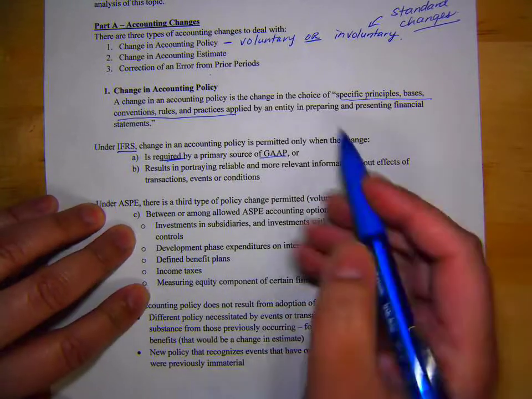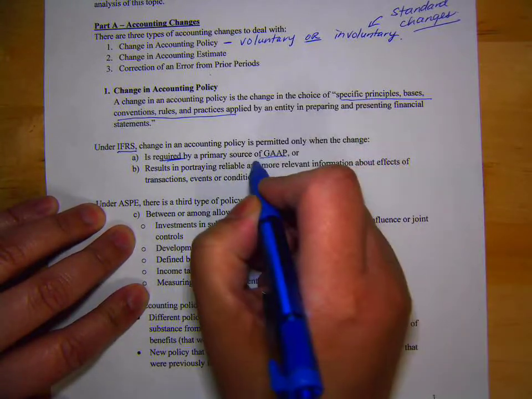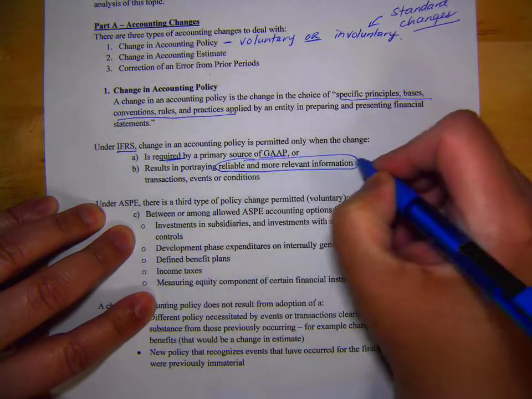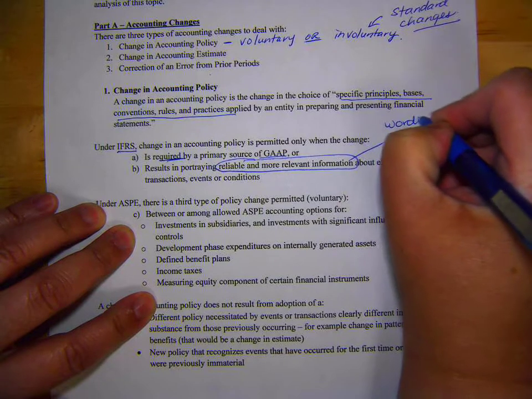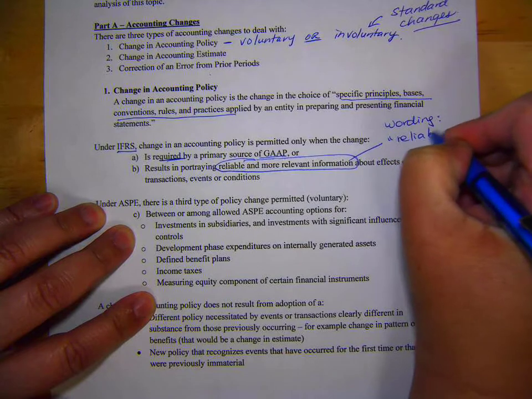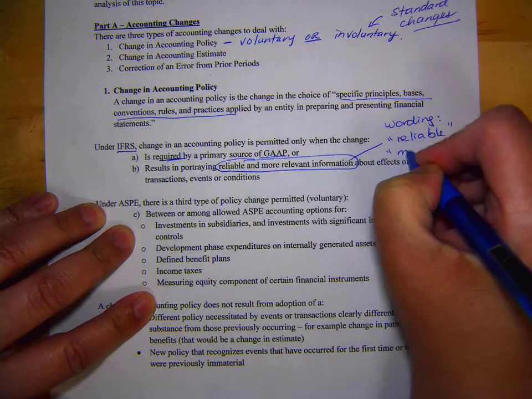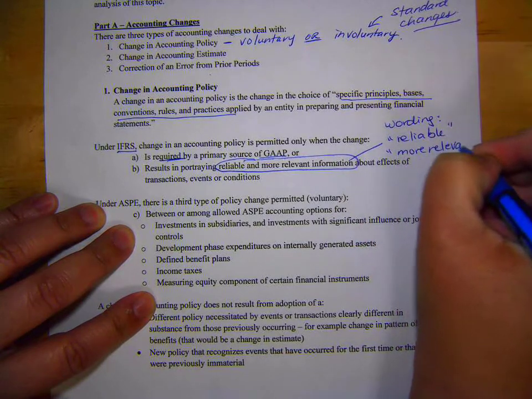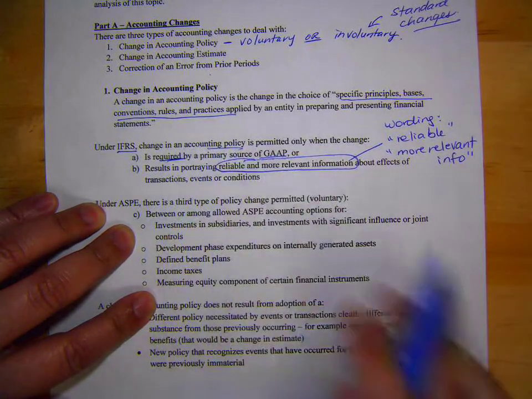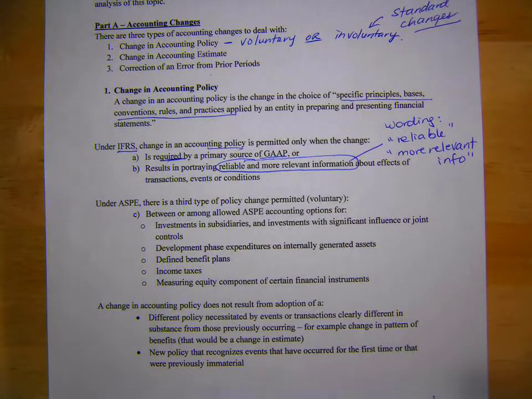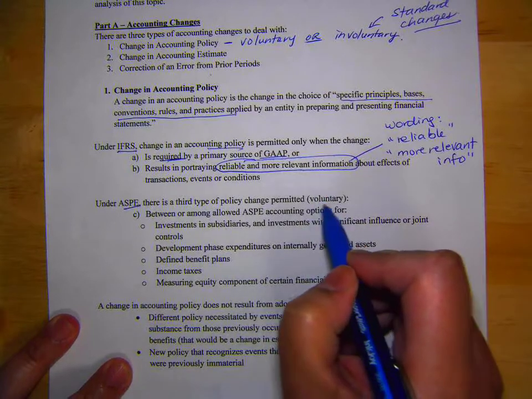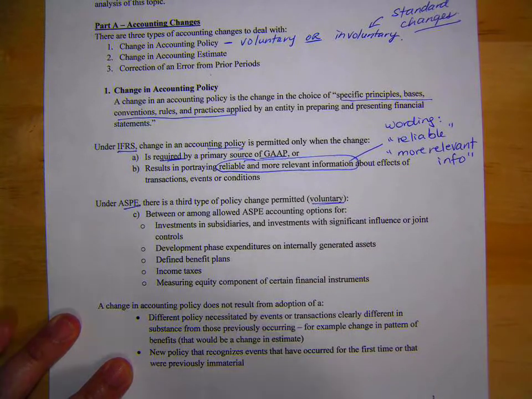So if you see wording, and in particular, more reliable or more relevant, then you know it's probably accounted for as a change in accounting policy, because sometimes it's not. Under ASPE, there's a third type of policy change permitted, voluntary. Between or among allowed ASPE accounting options, investments in subsidiaries, you're going to do that in Accounting 410 if you go on.